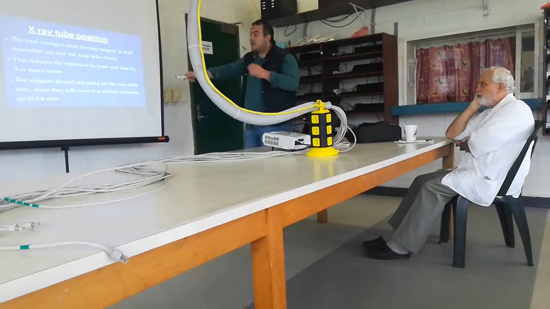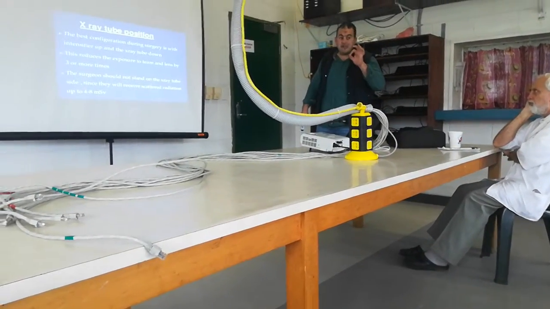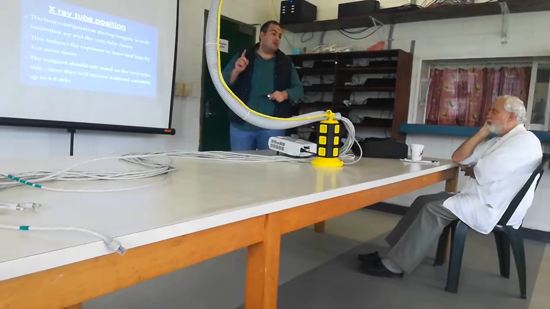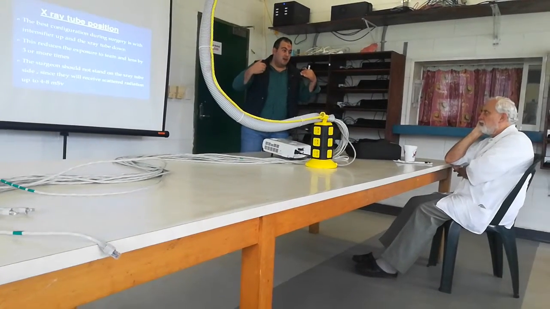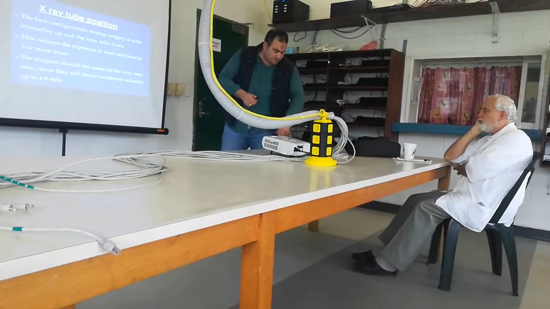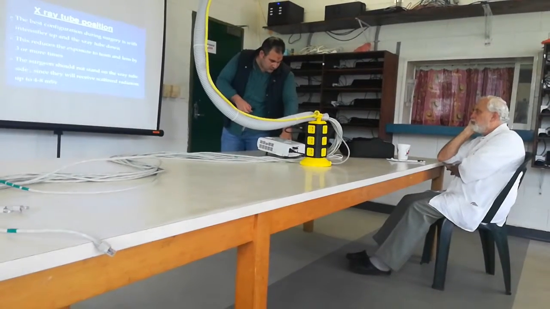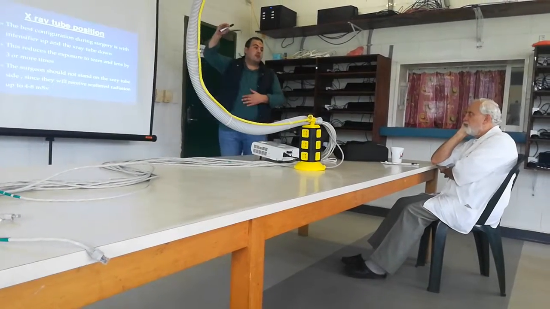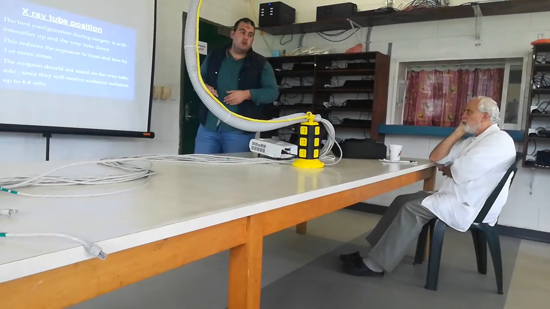Surgeon should not stand on the X-ray tube side, since they will receive scattered radiation up to 4 to 8 millisievert. When you stand on the X-ray tube side, you will absorb a lot of radiation, reaching 4 to 8 millisievert. So you have to stand near the intensifier, not near the X-ray tube. That will reduce the dose to the worker.